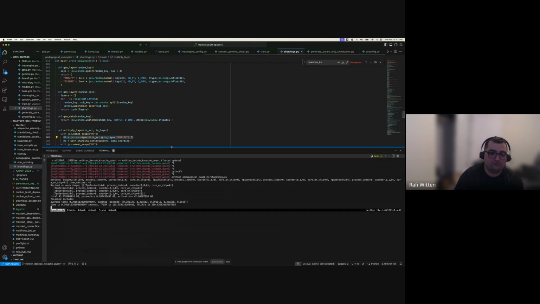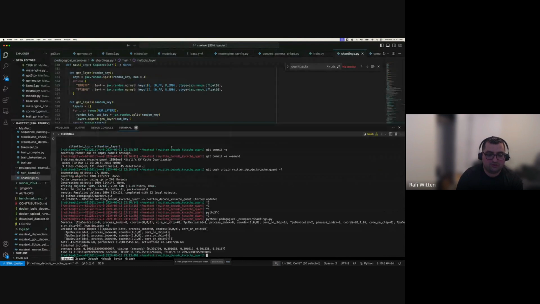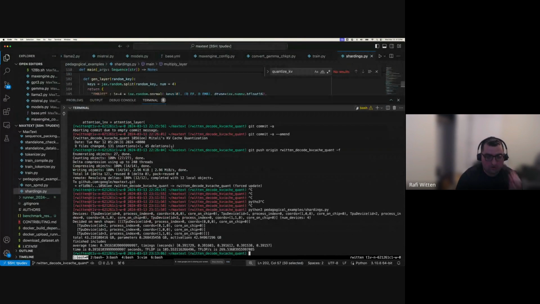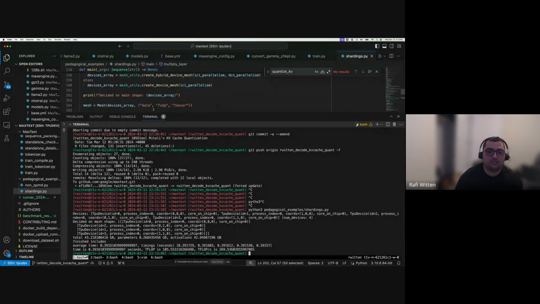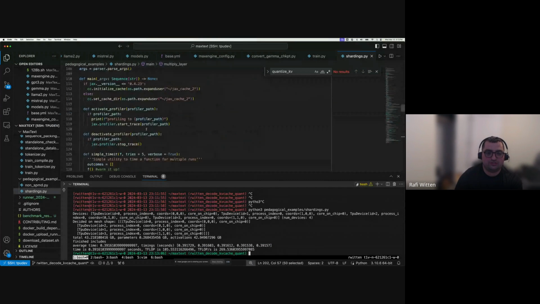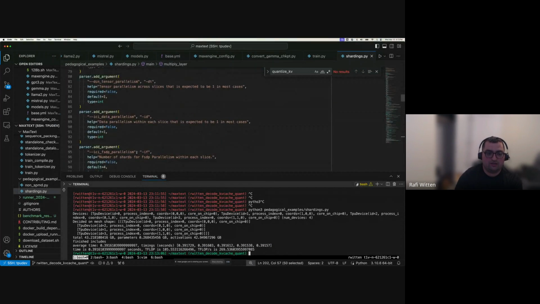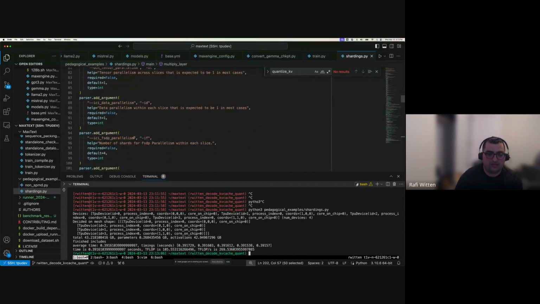I will make this a little bit bigger for folks. Okay, and we can see that our teraflops per second per device is 269. In principle, the system is capable of 275, so it's pretty good that we're getting 269. I think this is defaulting to FSDP parallelism. So let's just, yeah, that's the default. So we have FSDP parallelism.